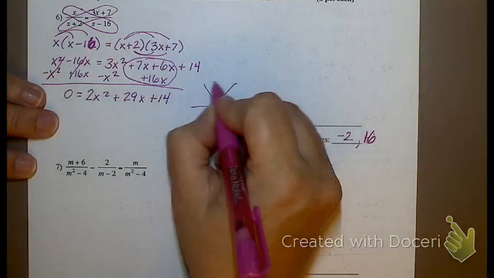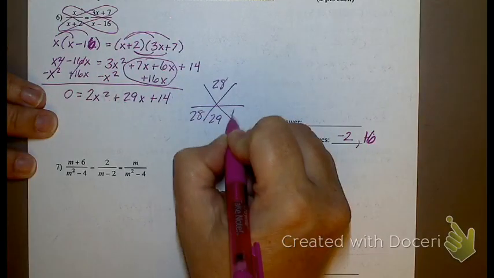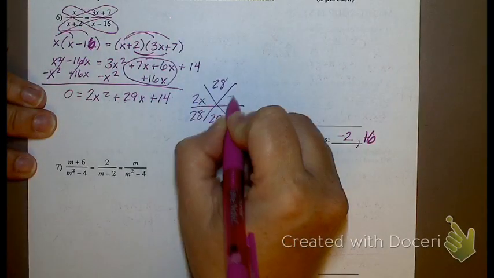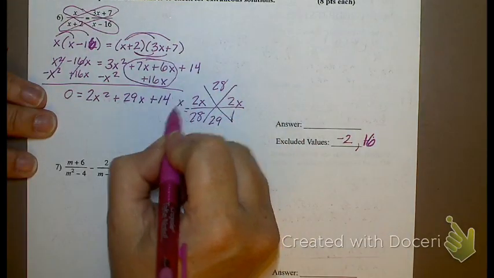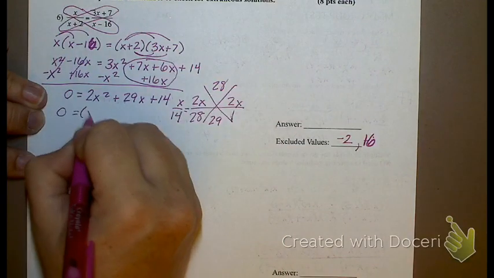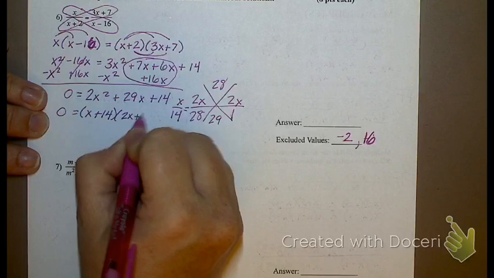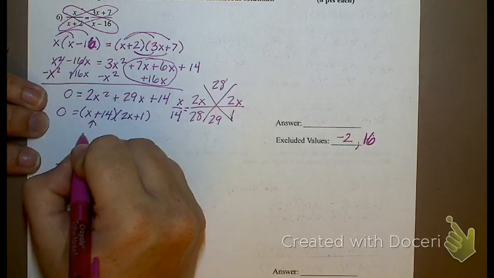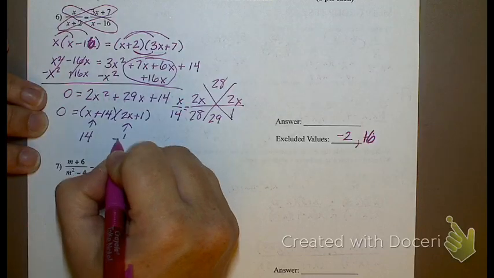2 times 14 is 28. And 29, I think that's 28 and 1. And I have 2x and 2x. This will reduce to what? x over 14. So 0 equals x plus 14 and 2x plus 1. My answer here is x equals negative 14. My answer here is x equals negative 1/2.